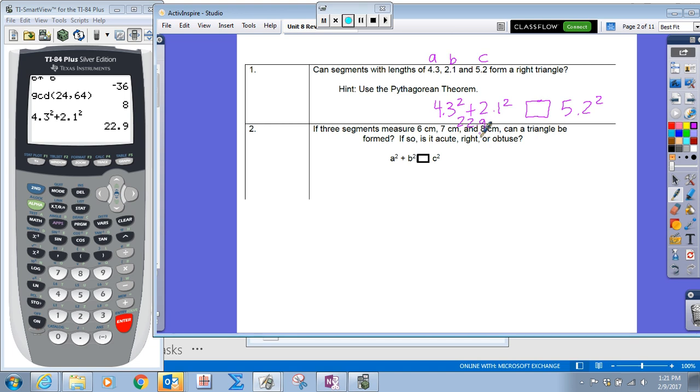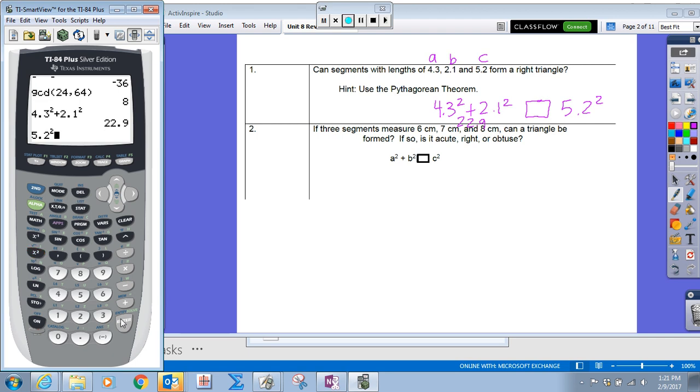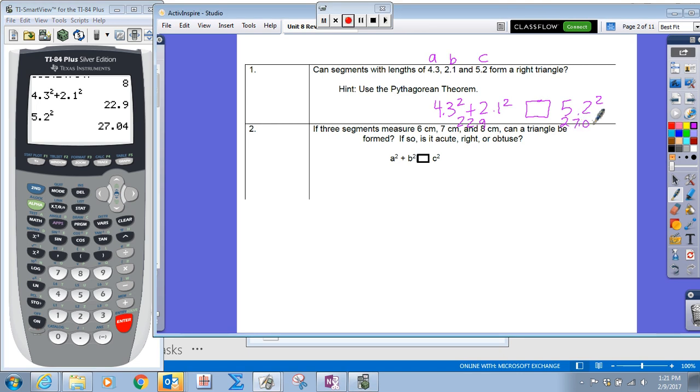And on the other side, we have 5.2 squared, and that is 27.04. So that does not make a right triangle because it's not equal. And actually, since 22.9 is less than 27.04, it would make an obtuse triangle.